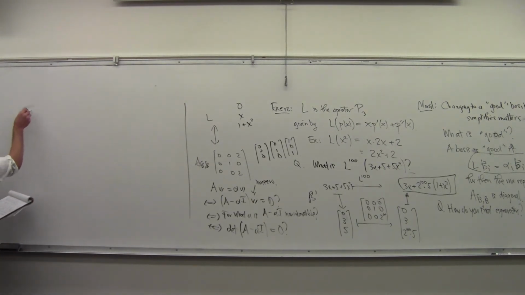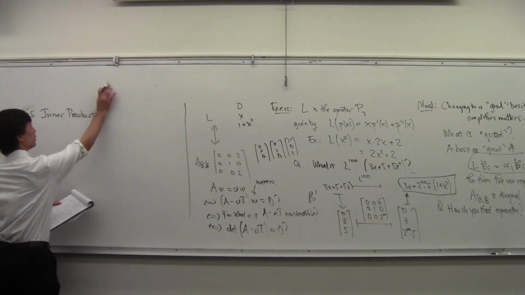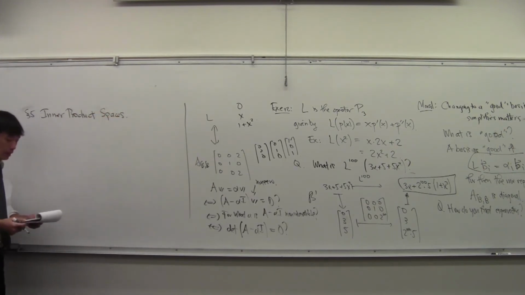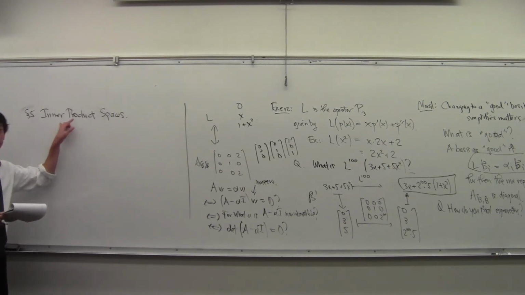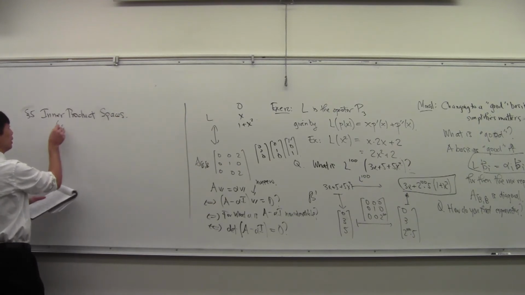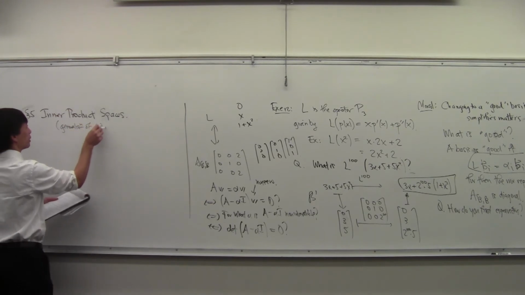The digression is to chapter 5, which is something called inner product spaces. An inner product is just a generalization of the notion of dot product.